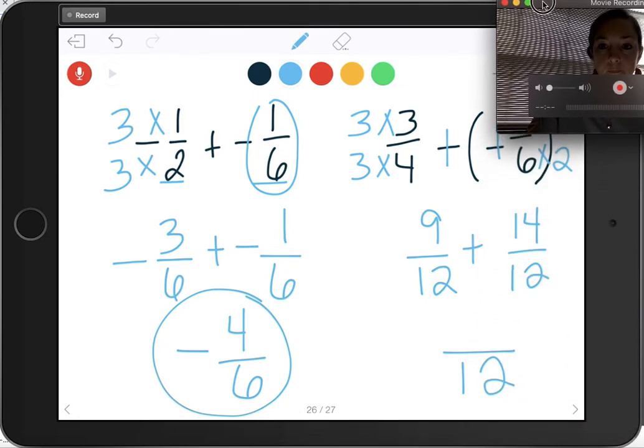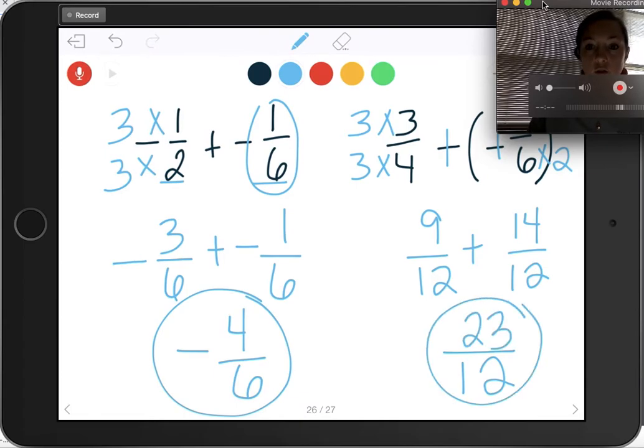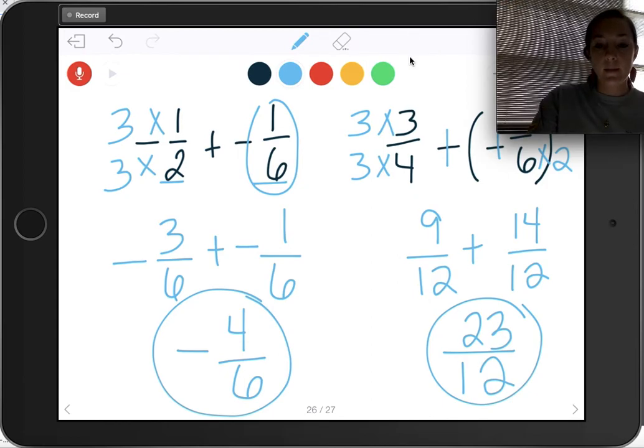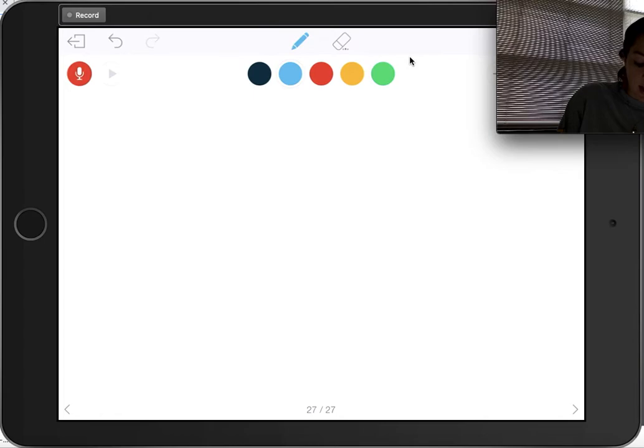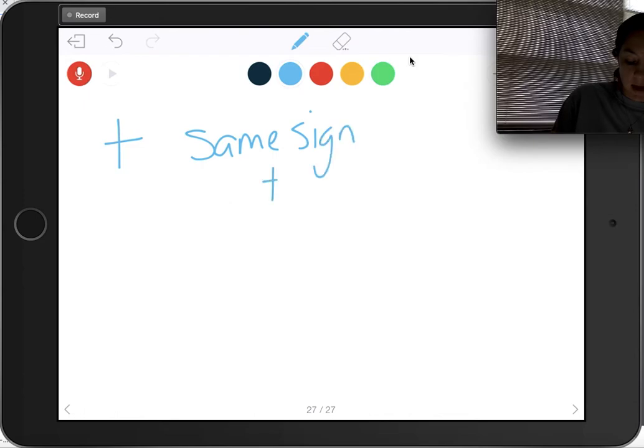So 9 plus 14 is going to give us 23. So our answer is 23/12. Okay? So always remember, when you're adding and they're the same sign, you add and then keep the sign.